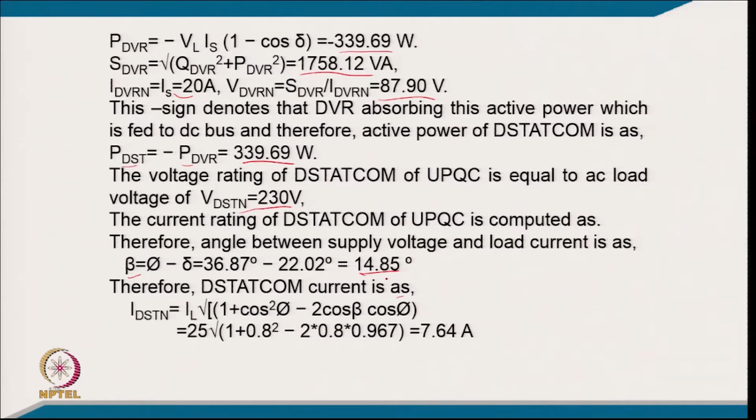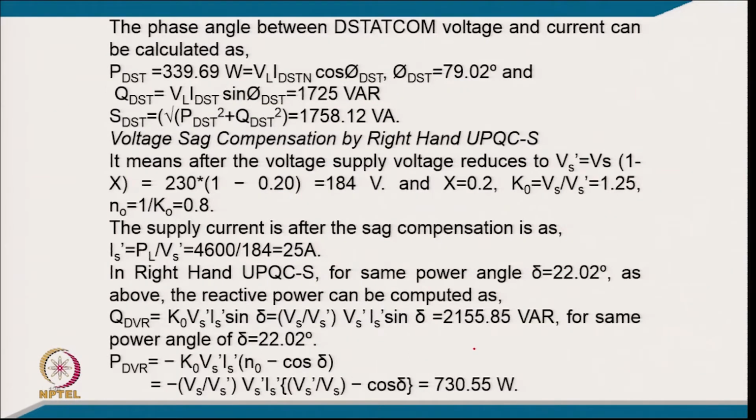DSTATCOM current can be calculated in terms of load current, power factor angle and beta angle, it comes 7.64 ampere. So, the phase angle between the DSTATCOM voltage and current can be calculated, P equal to 339.69 watt, and from this phi DST will be 79.02 degree, and Q DST will be 1725 VAR, and S DST will be 1758.12, and the voltage sag compensation of right hand UPQC will be VS dash equal to the sag, typically 0.8.